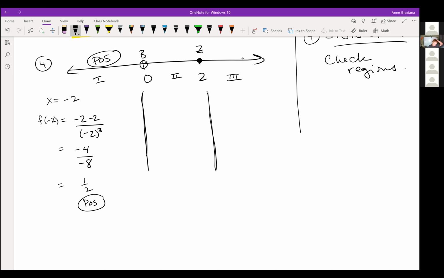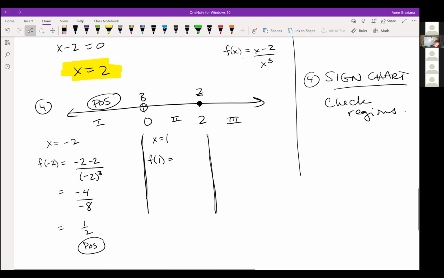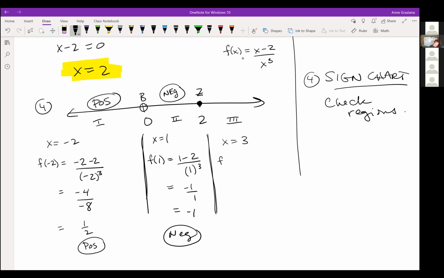Okay, between 0 and 2, there's really only one great choice, right? 1. 0, 1, 2. Perfect. So let's put in 1. f of 1 is going to be 1 minus 2 over 1 cubed, which is -1 over 1, which is -1. So I get a negative output here. All right, third region is x is equal to 3. So f of 3 is going to be 3 minus 2 over 3 cubed, and we see pretty quickly that this is going to be positive. All right, sweet.